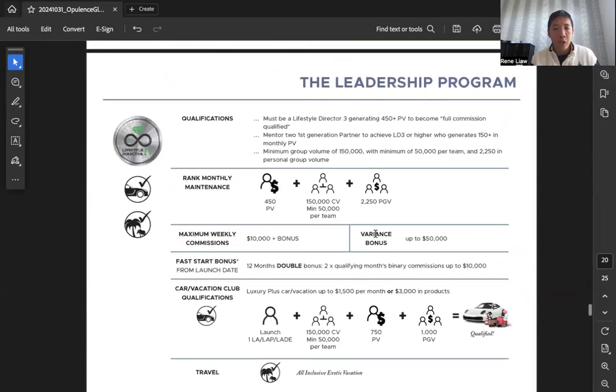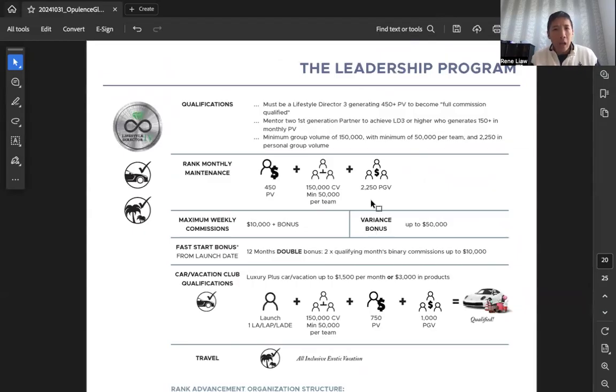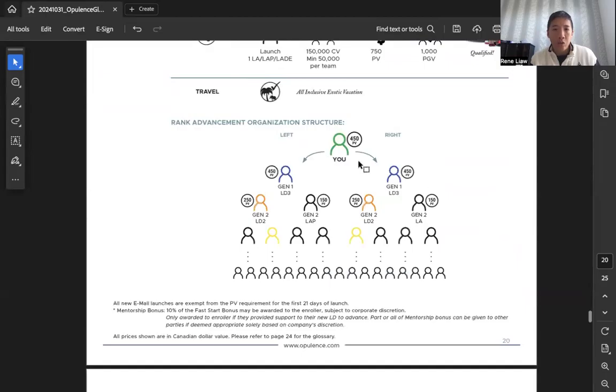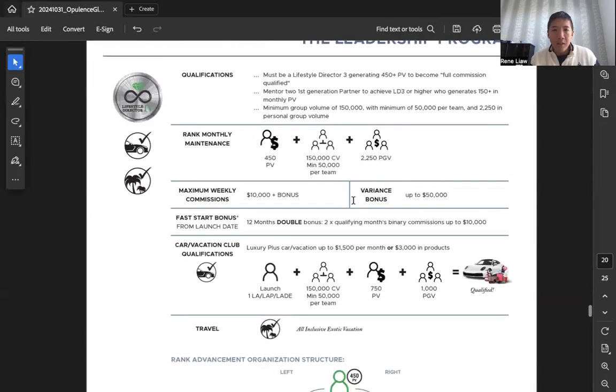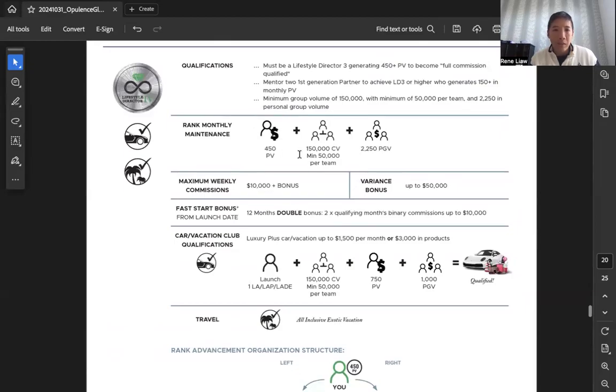LD4, again, same structure here, adding one more layer. For LD4, you want to mentor two people that reach LD3. You see here, LD4 is green. You have two LD3s, one on each side. Same concept, right? Your rank monthly maintenance, 450 PV, more group volume, more PGV.